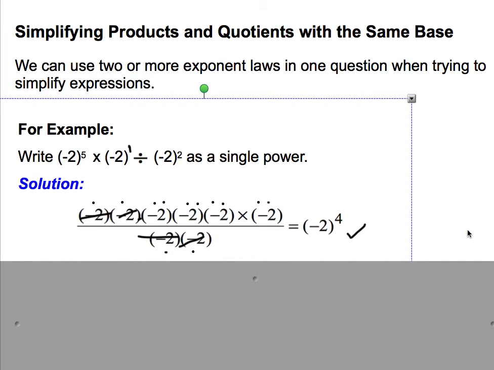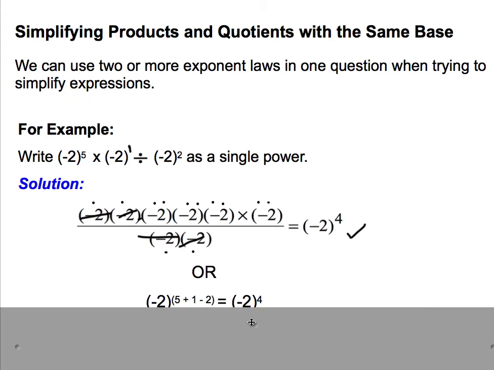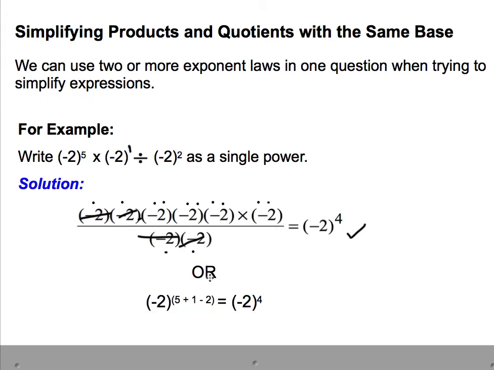Or if I want to use my power laws, I'm multiplying powers with the same base. I add the exponents. I'm dividing a power with the exact same base, so I can just subtract the exponents, and I get the same answer. So it doesn't matter which way you complete the question. You can write out the repeated multiplication and get the same answer as if you use the laws of exponents.